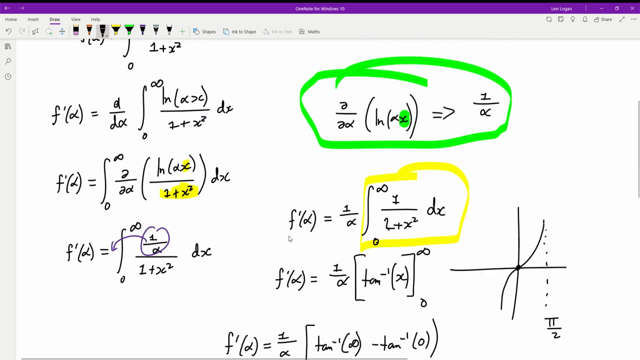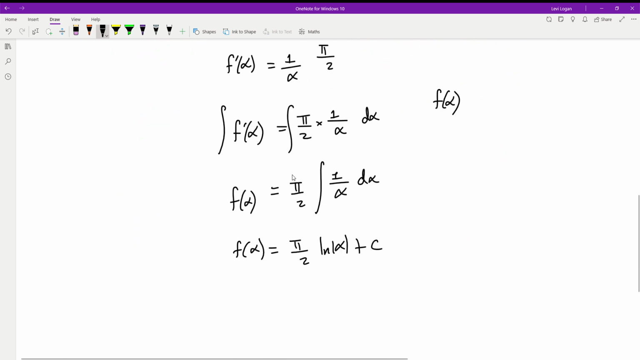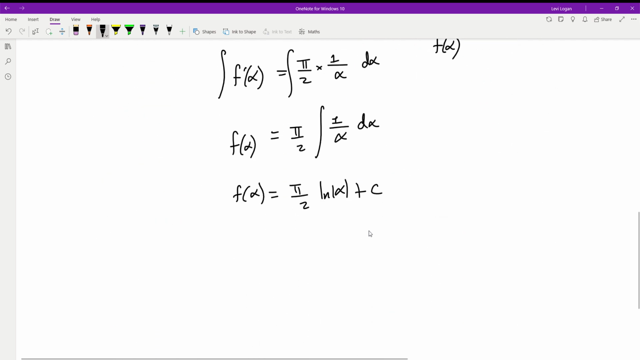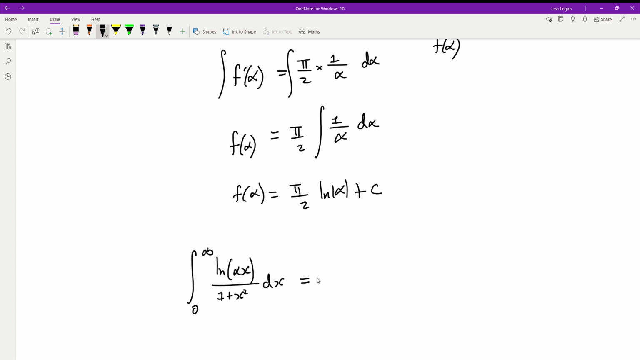So now we have this situation here where this integral is equal to this expression here. So what we're going to have is the integral from 0 to infinity of natural log of alpha x on 1 plus x squared dx is equal to pi on 2 natural log of alpha plus c.